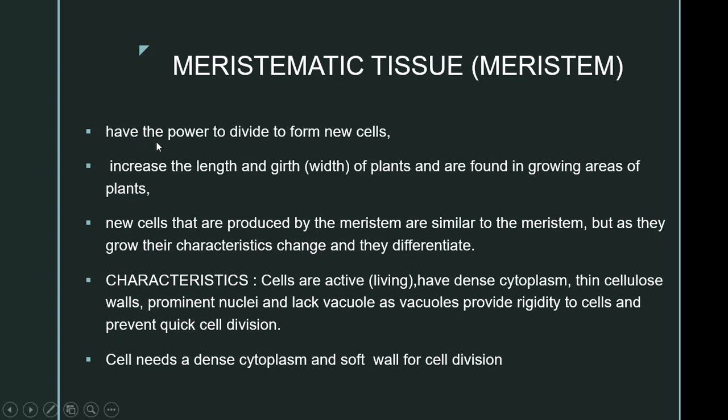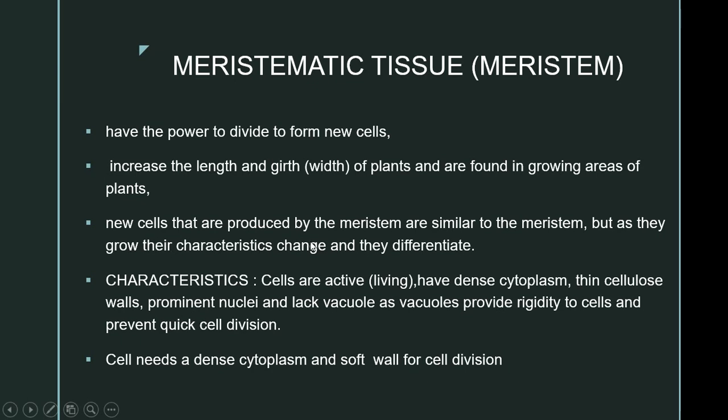They are the tissues which have the power to divide and form new cells, and their function is to increase the length and girth of plants. Girth means the width of plants, and they are found in the growing regions of the plants, where growth takes place. Only in those regions the meristematic tissues are seen.